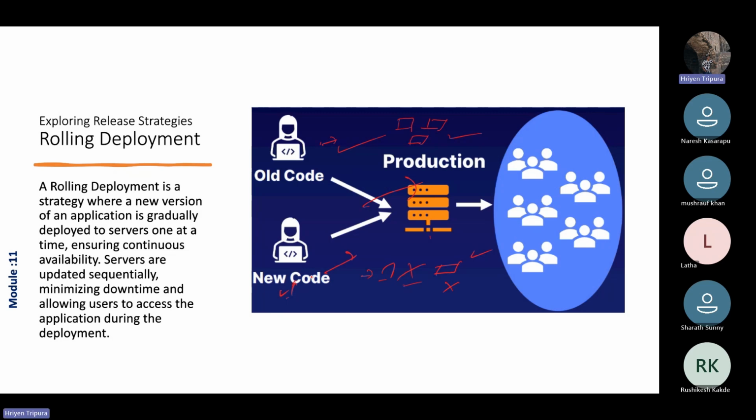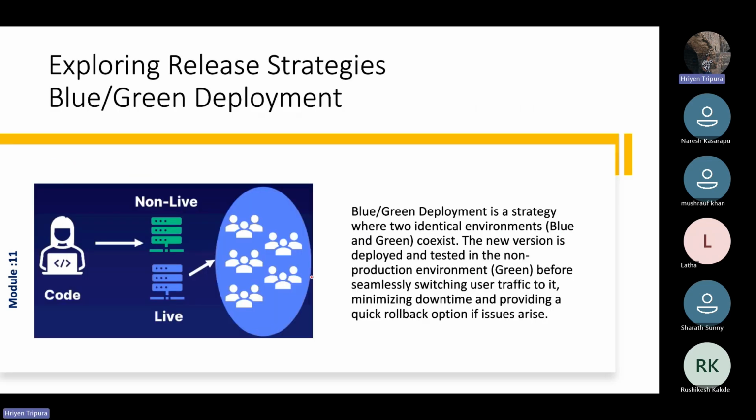Now, when it comes to the other one, that is known as blue green deployment. Blue green deployment is a strategy where two identical, carefully remember, it clearly says two identical environments, blue and green. That means blue is one environment, green is another environment. They coexist. The new version is deployed and tested in the non-production environment, that is, non-production in green.